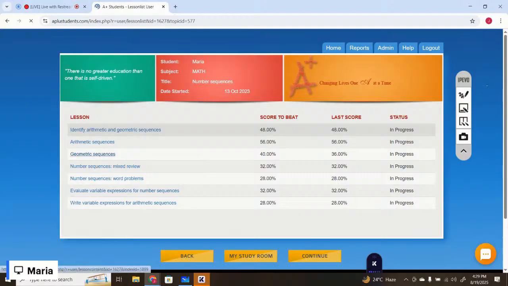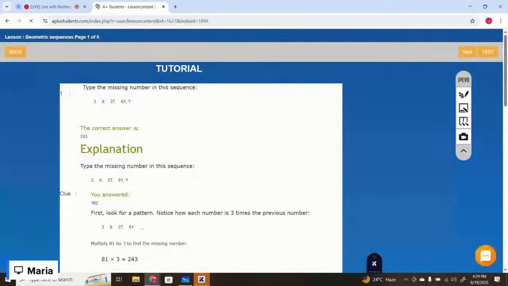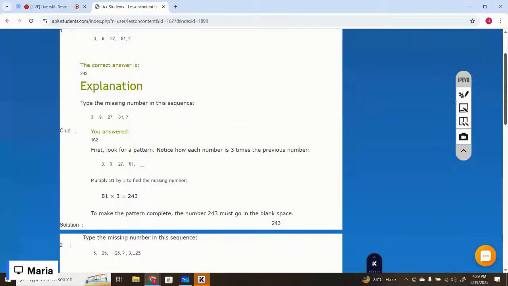The next lesson is geometric sequences. Let's just start with the lesson. So now the pattern is growing by multiplying, right? Multiplying or dividing. Type the missing number in the sequence. 3 times 3 is 9. 9 times 3 is 27. 27 times 3 is 81. So the next one is 81 times 3. That is 243. So the next number in the sequence is 243.